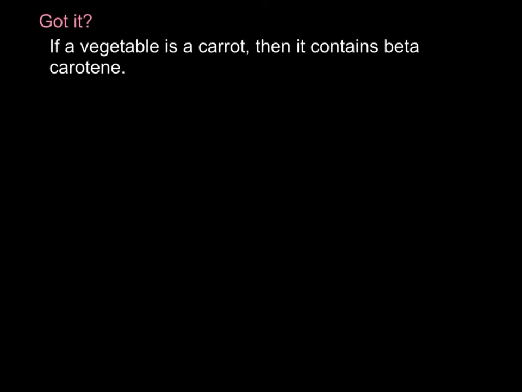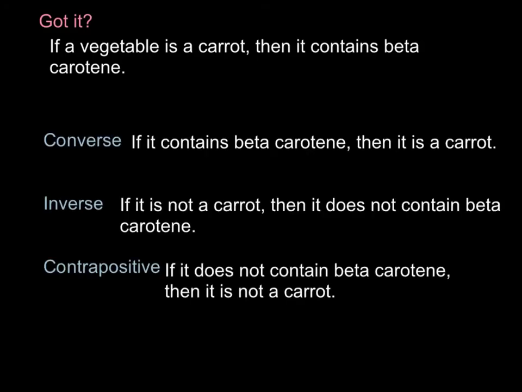So we're going to look at the Got It on the top of page 611. If a vegetable is a carrot, then it contains beta-carotene. We have to find the converse, the inverse, and the contrapositive of this conditional statement. So this is our conditional statement. The converse is just taking your conditional and switching it around. So we're going to say, if it contains beta-carotene, then it is a carrot. The inverse and contrapositive are taking the first two and just putting nots in them. So the inverse is taking your original one and putting a not. If the vegetable is not a carrot, then it does not contain beta-carotene.